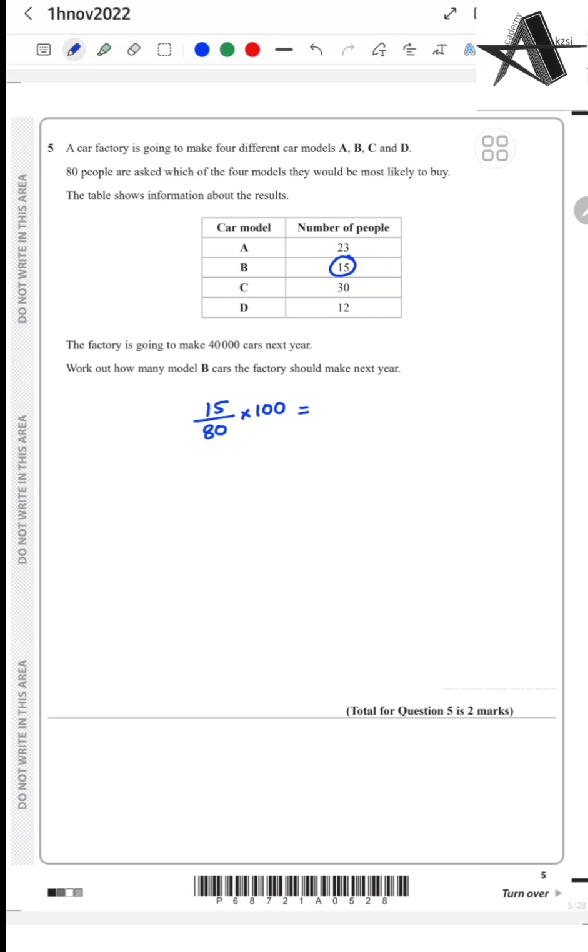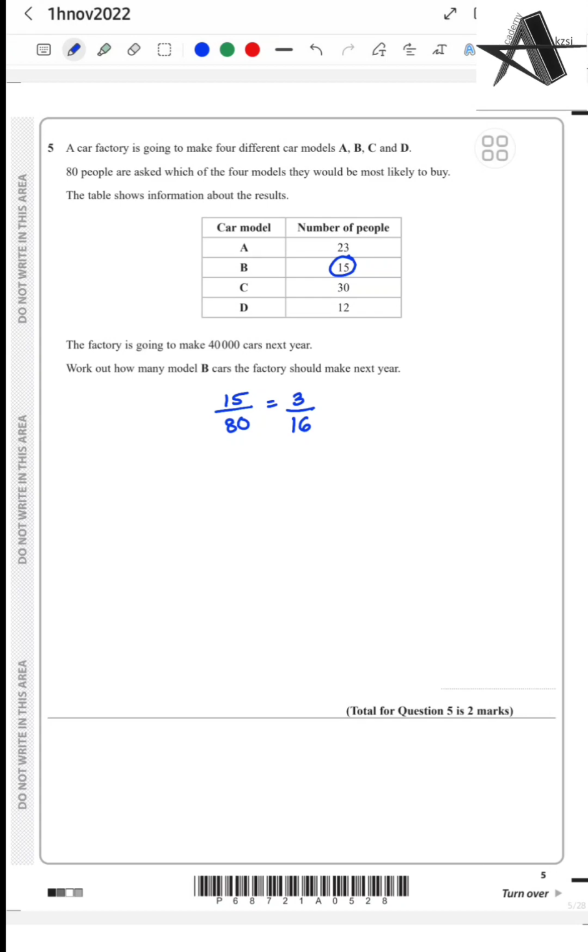Or if you don't want to convert into percent, what fraction you can calculate. So what fraction of people are going to purchase? 15 over 80. If you just simplify it, you'll get 3 over 16. That means 3 out of 16. If there are 16 people, 3 will be the people that are going to purchase the B.